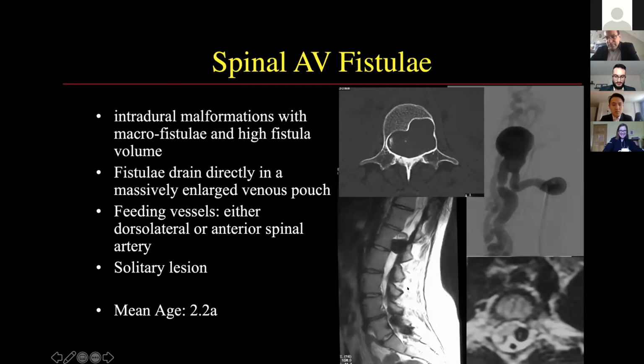What we see in these patients are findings like here, where we have remodeling of the bone due to the large venous pouch. We see enlarged feeding arteries and draining veins. And the way that we treat these types of fistulas is that we go into the artery from the groin or from the radial artery.